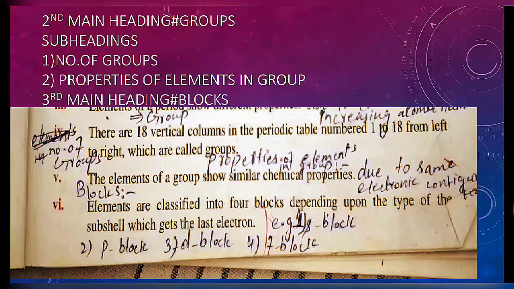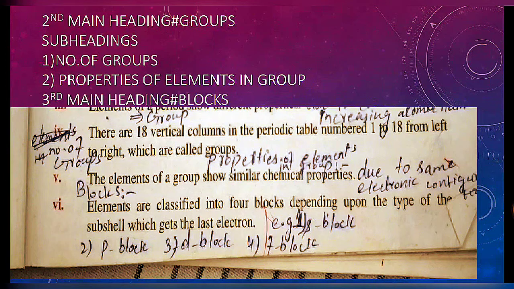Next, the main heading is groups, and the subheading is number of groups. There are 18 vertical columns in the periodic table, numbered 1 to 18 from left to right, which are called groups. The second subheading is properties of elements in groups. The elements of a group show similar chemical properties because they have the same number of electrons in their outer shell. Outer shell means last shell.